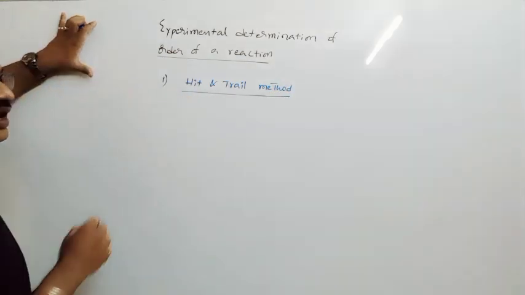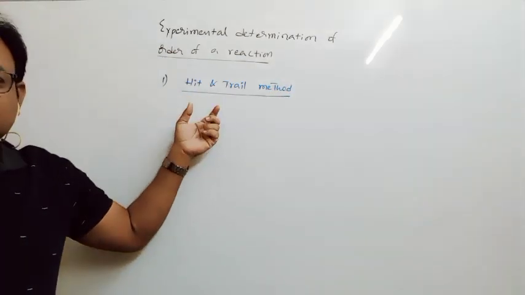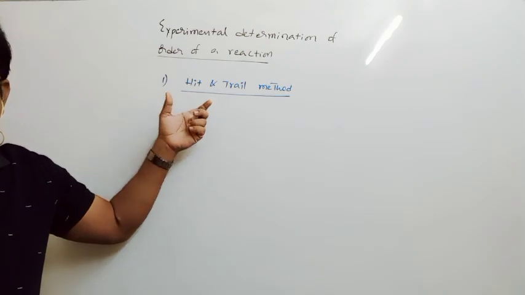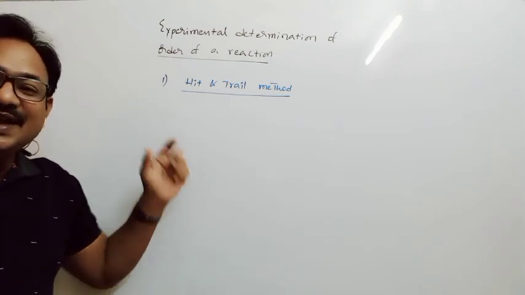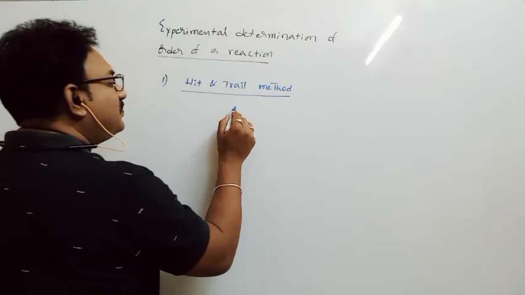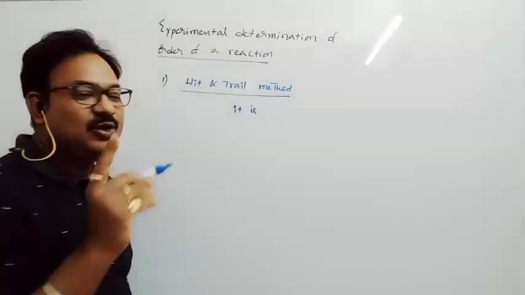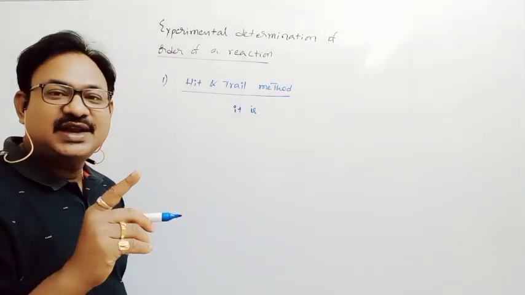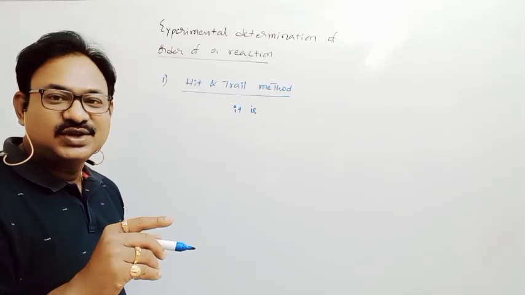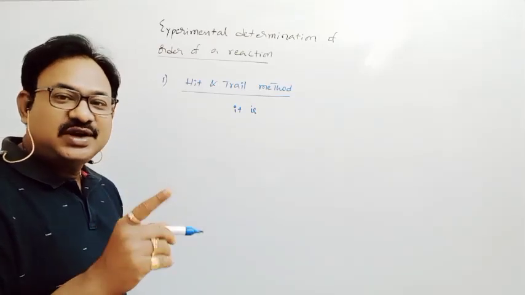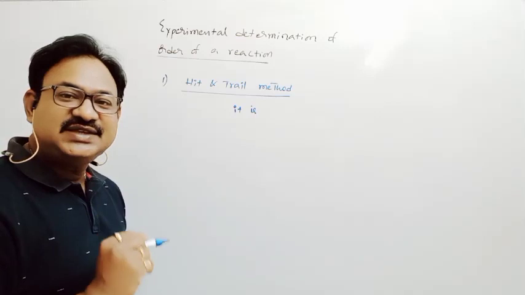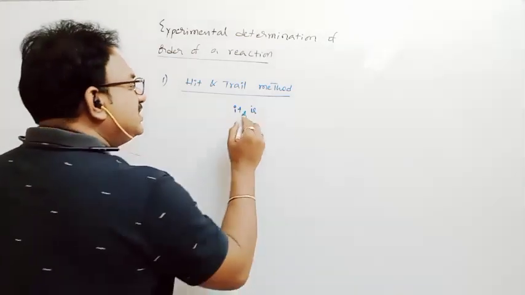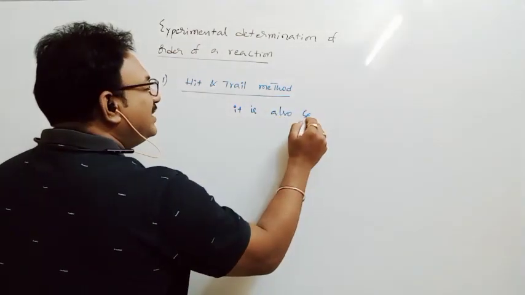Okay, so the hit and trial method. It is also called the integrated rate equation method. I am going through the experimental determination of order of the reaction, so we are going through different methods. The first method is the hit and trial method.